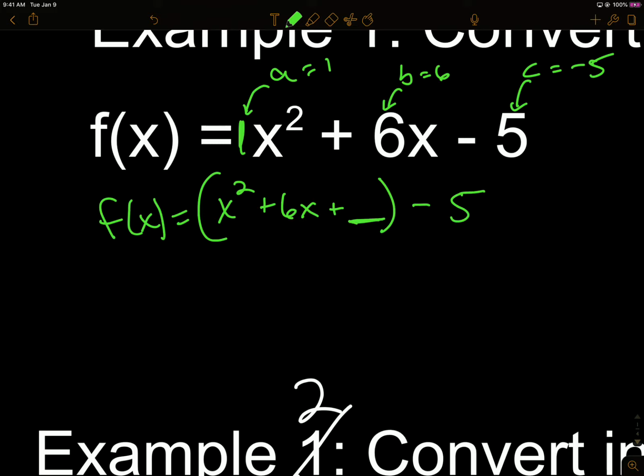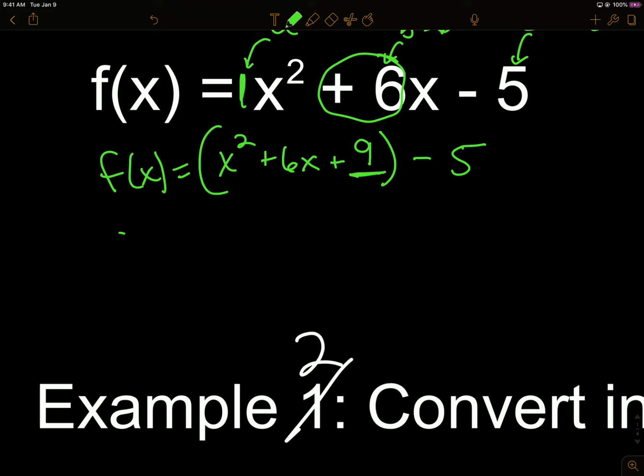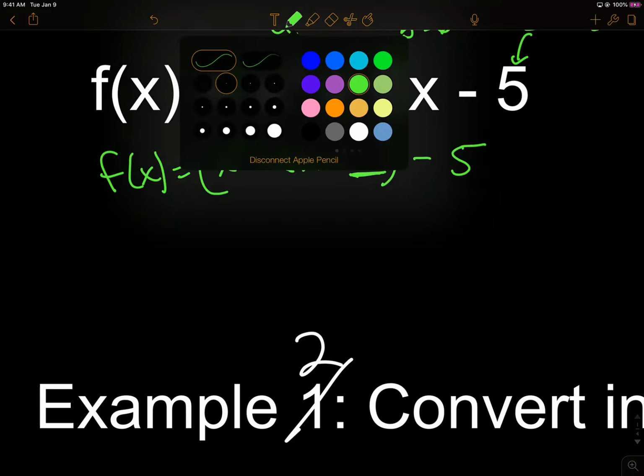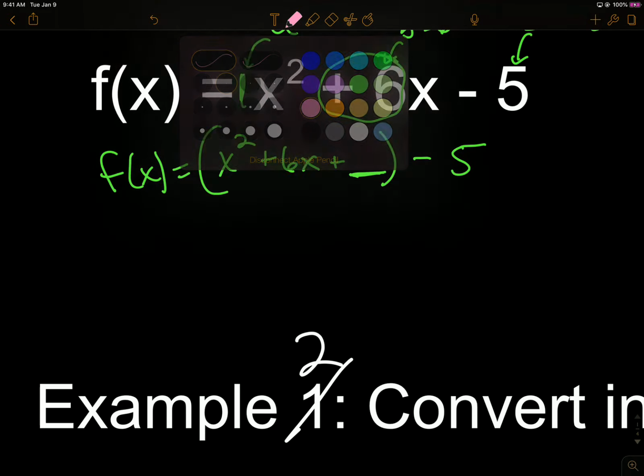So from the last video, we know that that number comes from cutting the b in half. So I take the 6, I cut it in half, I get 3, and then I square it. 3 times 3 is 9. That makes it a perfect square. Now for vertex form, we're actually going to write this. Oh, first we have to do this. I'm sorry. So I just added 9 to the equation. So I changed it. So it's no longer an accurate equation.